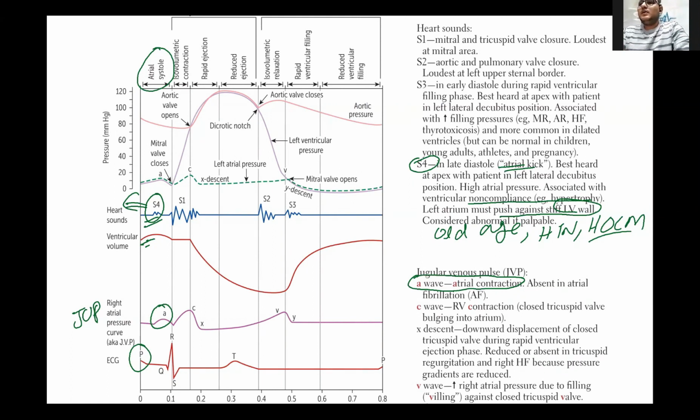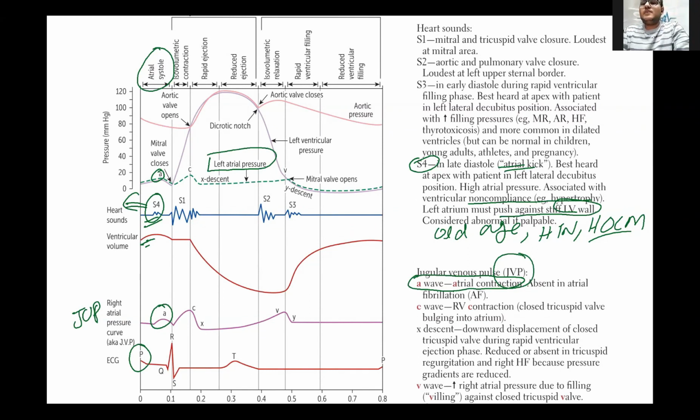Is that clear? Now, the next phase, which is atrial contraction: what will be happening? There will be an A wave in the left atrial pressure. Likewise, the jugular venous pressure is the right atrial pressure.